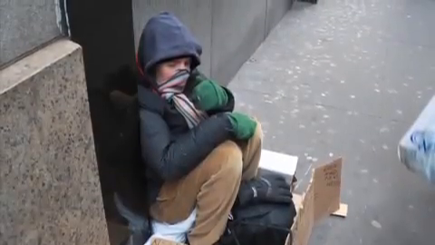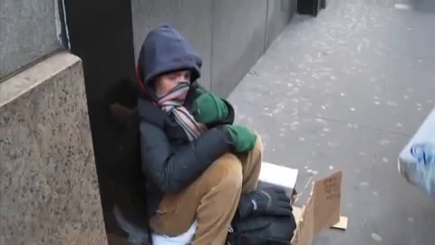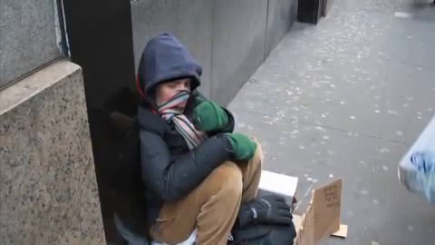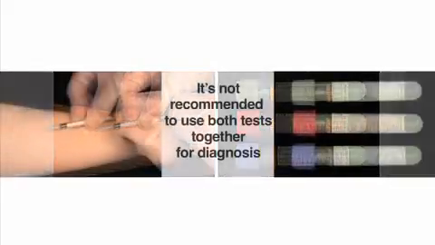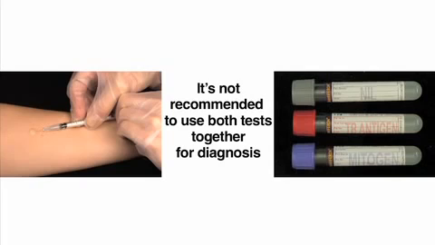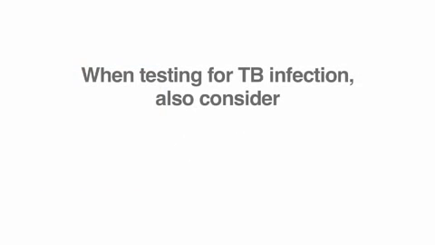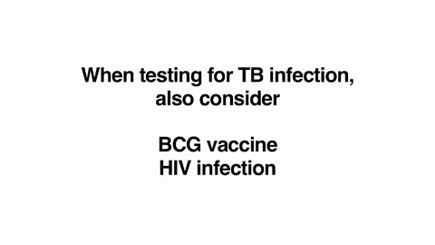It's important to use the appropriate test. Use IGRAs for people who are unlikely to return to have their TST read, and those who had the BCG vaccine. Use TSTs for children under age 5. Either test can be used for others, but it's not recommended to use both tests together for diagnosis. When testing for TB infection, also consider the BCG vaccine, HIV infection, and the booster effect.